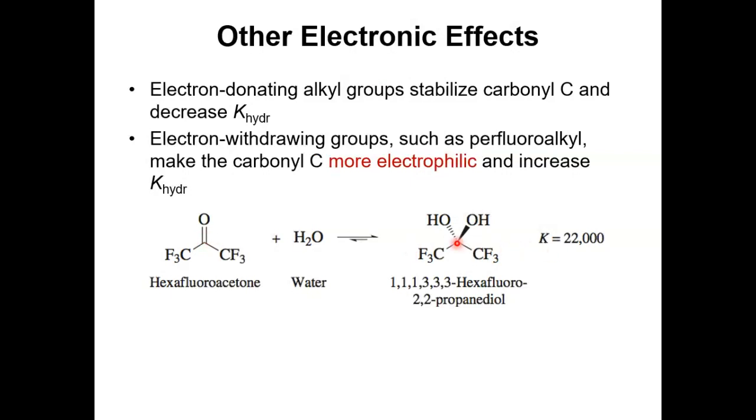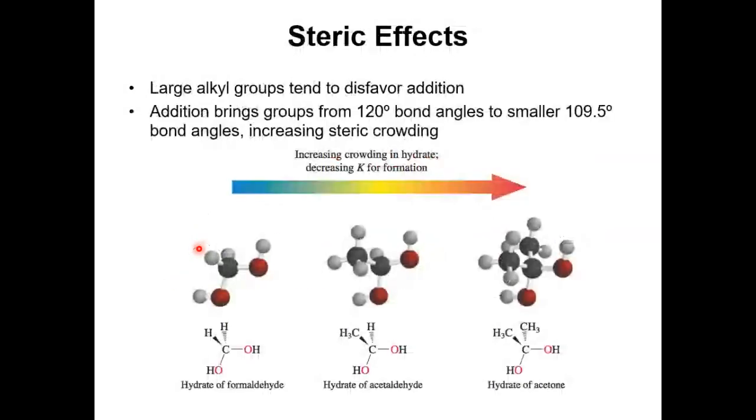Here is 110 degrees. So the space between two adjacent groups becomes smaller in the hydrate. So if you have bigger substituents, you will make hydrate formation less favorable because of 110 in the hydrate and 120 in the carbonyl compounds. So that's why, if you have large substituents, you will see hydrate become less likely to happen. But it is a minor effect, not the major effect.